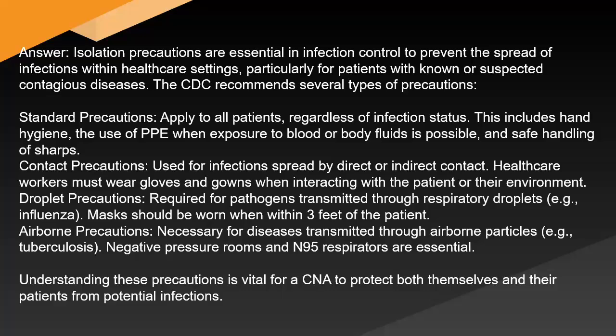Contact precautions are used for infections spread by direct or indirect contact. Healthcare workers must wear gloves and gowns when interacting with the patient or their environment. Droplet precautions are required for pathogens transmitted through respiratory droplets, e.g. influenza. Masks should be worn when within 3 feet of the patient. Airborne precautions are necessary for diseases transmitted through airborne particles, e.g. tuberculosis. Negative pressure rooms and air respirators are essential. Understanding these precautions is vital for a CNA to protect both themselves and their patients from potential infections.